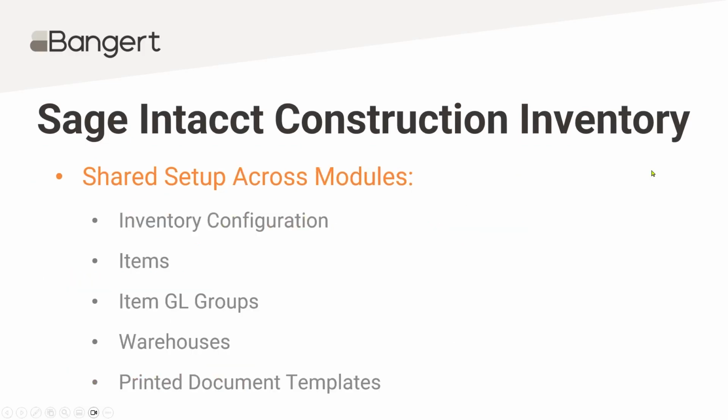More specifically, as far as configuration goes, we're going to touch first on inventory configuration. We'll discuss setting up inventory items, how those items need to be linked and set up through GL groups. We'll discuss setting up warehouses, and we'll also take a look back at printed document templates to see if there's any additional templates you're going to need to be set up within this solution for inventory. And that's including maybe some more documents related to purchasing and order entry as well.